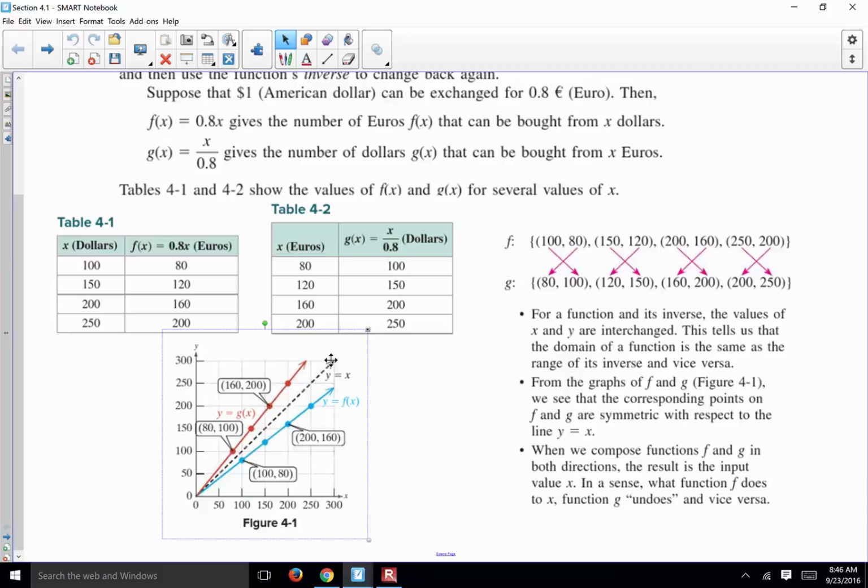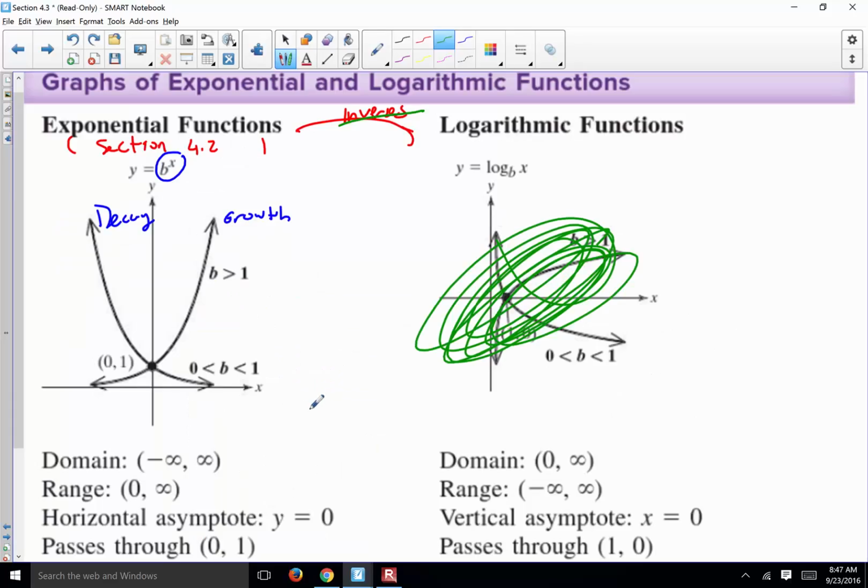They switched x and y, right? But they did it using this line, y equals x. They flipped it over. They took symmetry of blue according to the black dashed line y equals x. We're gonna do the same thing. We will put a dashed line here and take symmetry of this blue for this growth one. Take symmetry, and what do you get? I get this.